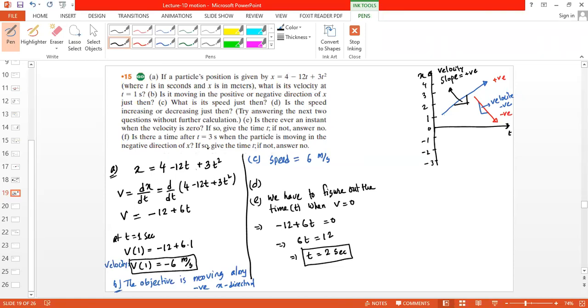Is there a time after t equal to 3 seconds when the particle is moving in a negative x direction? Let me leave this math for you guys. This is homework, try this one at home. Part F: is there a time after t equal to 3 seconds when the particle is moving in the negative x direction? Is there any time after 1, 2, 3 seconds when the particle is moving along the negative x direction? You have to do this. I left this for you guys.